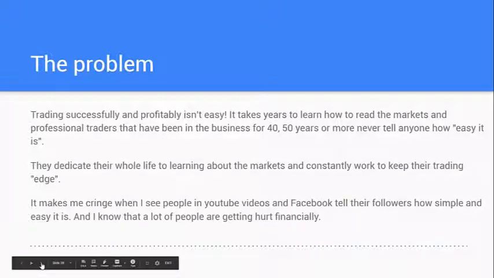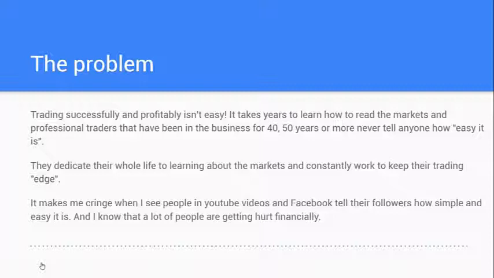Trading successfully and profitably isn't easy. It takes years to learn how to read the markets, and professional traders that have been in the business for 40, 50 years or more, they never tell anyone how easy it is. They dedicate their whole life to learning about the markets and constantly work to keep their trading edge.